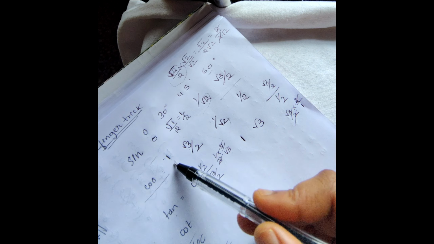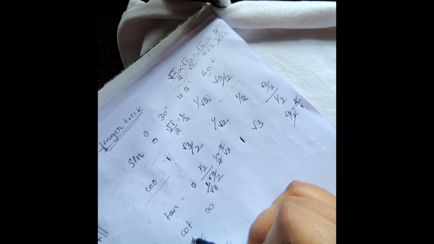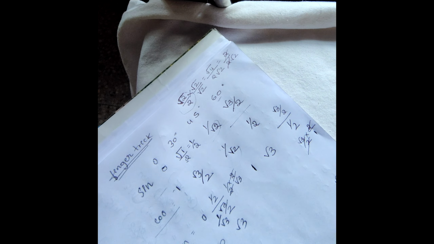Similarly, we'll find it for cot. Cot is nothing but what? Cos by sine. Cot 0 is 1 by 0, infinity. Next, cot 30. That is how we have to do. Cos by sine, root 3 by 2 divided by 1 by 2. The 2s get cancelled. So, root 3. Like that.